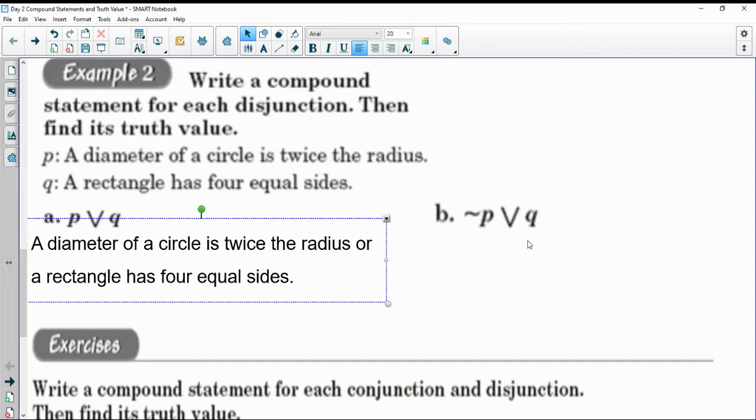There's my statement. That's my writing the compound statement. Then I'm supposed to find its truth value. Remember, if it's or, it only has to be one or the other that is true. Okay? So diameter of a circle, if you don't know that, the diameter is the entire way through a circle. A radius is the halfway point. So a diameter of a circle is twice the radius.